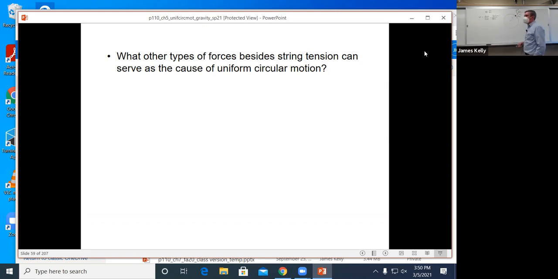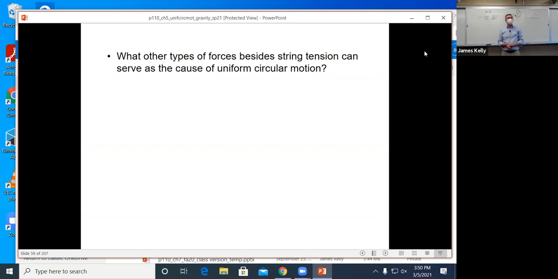There can be other forces too, right? I could be in a car driving in a circle. If I asked you, as I drive the car in the circle, what force is being exerted on the car to keep it going in a circle? What would you say there?